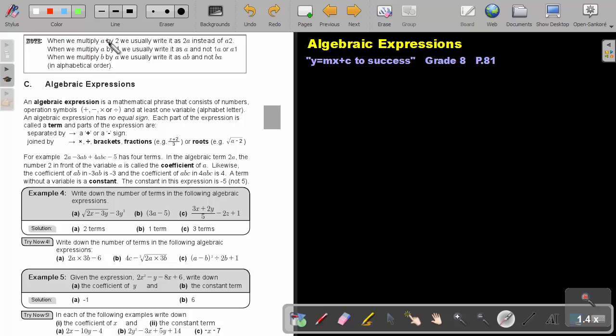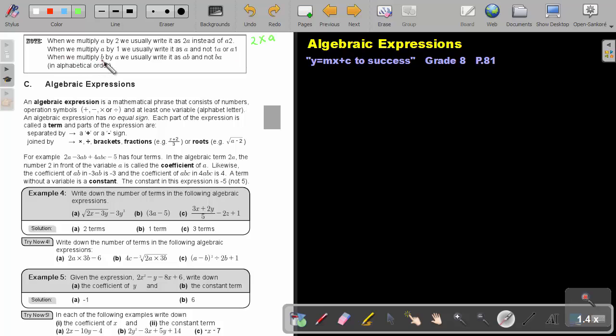When we multiply a by 2, we usually write it as 2a instead of a2. So we first write the number and then follow with the alphabet letters. We don't write it as 2 times a. We take the 2 and the a and put them next to each other, and that means multiplication. When we multiply a by 1, we usually write it as a, so we don't write the 1, and not as 1a or a1.